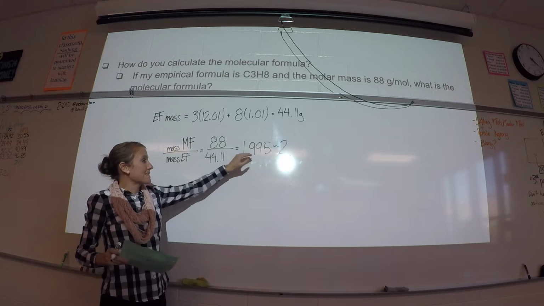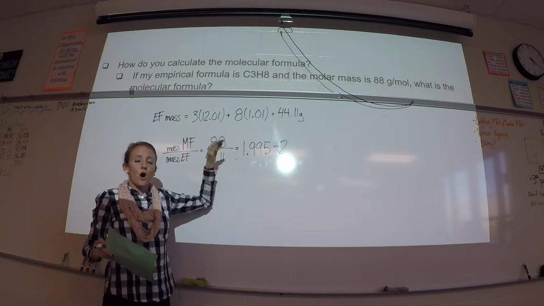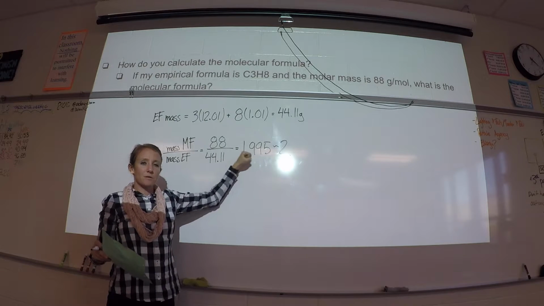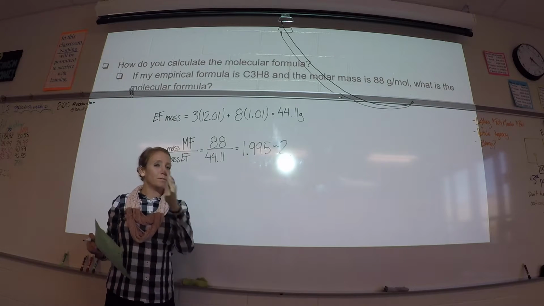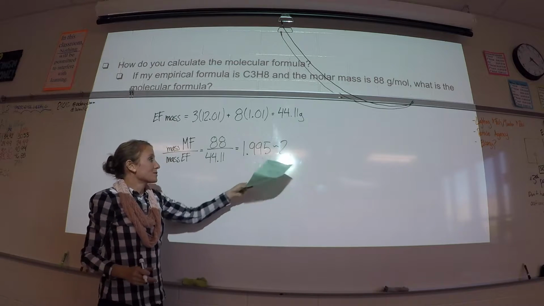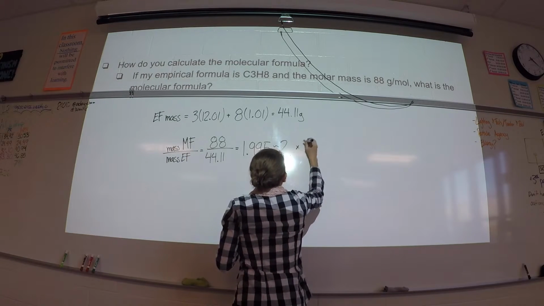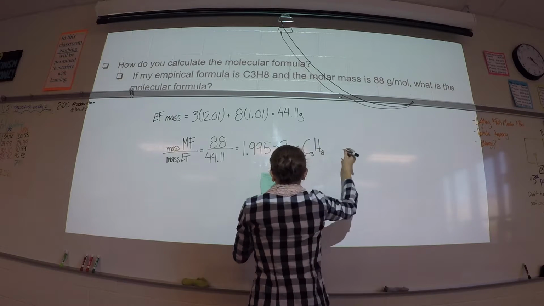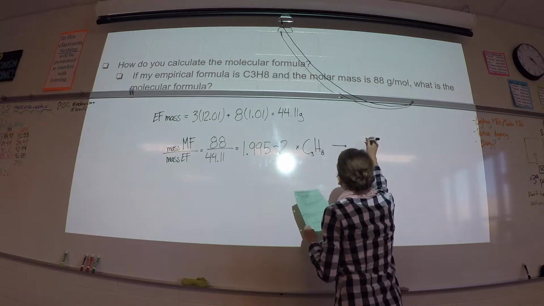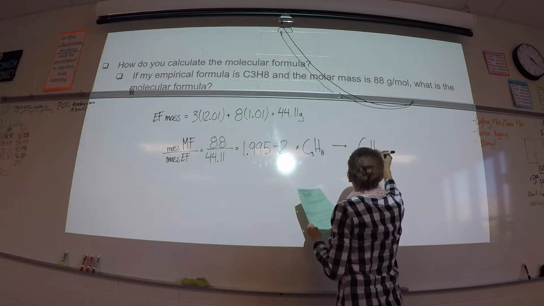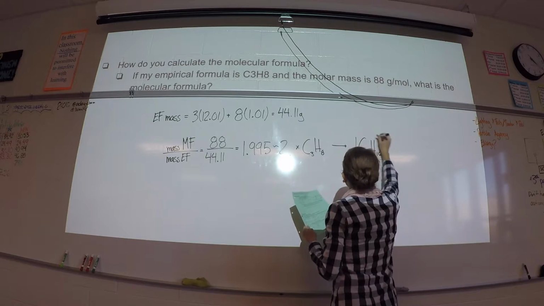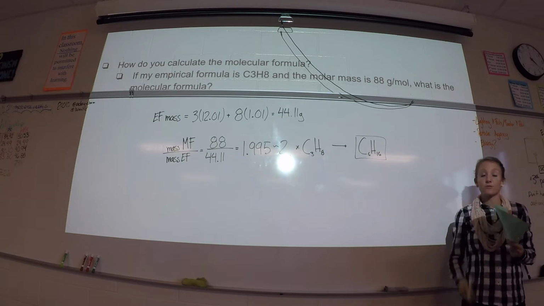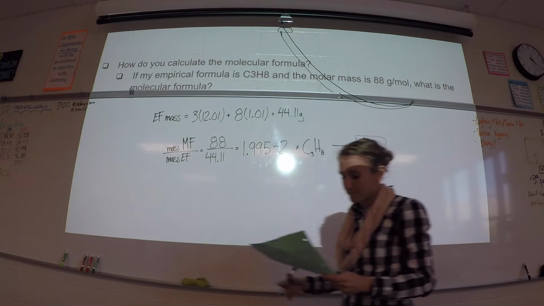Okay? Remember that this number should always be a whole number or extremely close to it. You never should be multiplying this by a factor. That's only in the empirical formula process. So now what we do is we're going to take that 2 and times it through the formula. So we end up with a molecular formula of C6H16. And that is the molecular formula, the true formula of that compound.